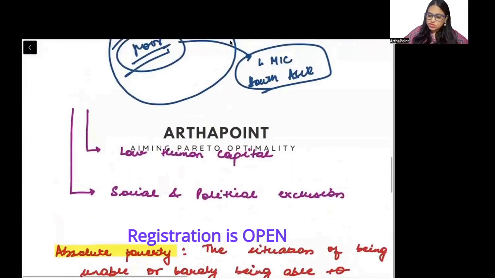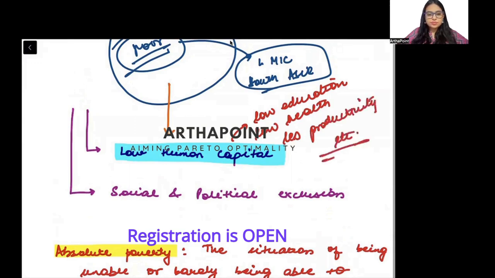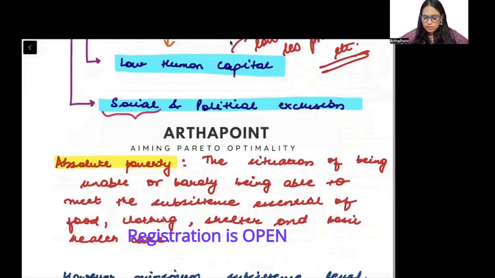Now, these poor countries, it has been seen that they have low human capital. यहाँ पर human capital भी low है. So they have low level of education, low health, less productivity, etc. Social and political exclusion. They are also excluded from the social communities. इनको कोई भी accept नहीं करता. This is something which is very common in India.